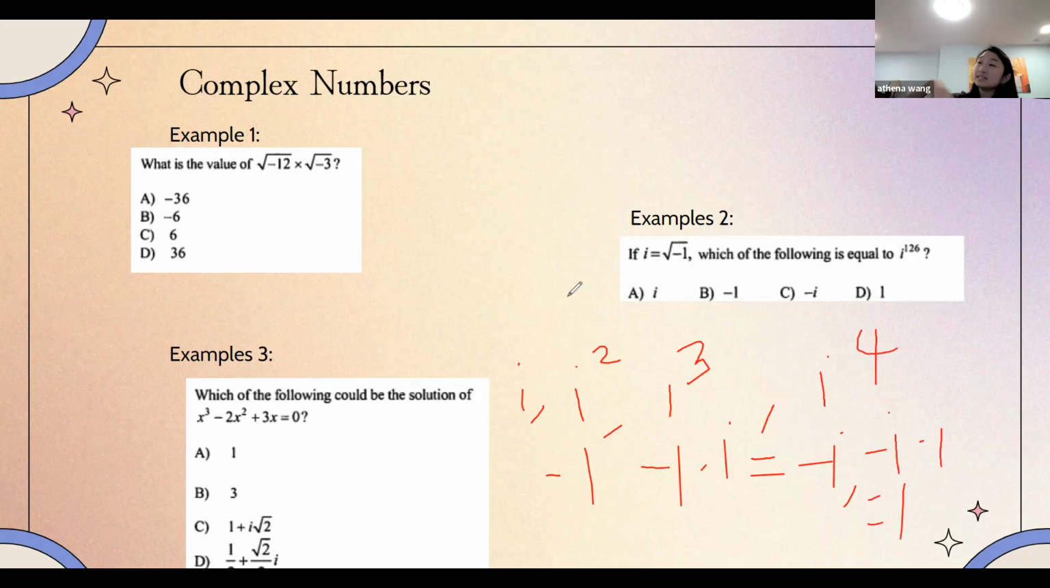If we do it again, we're going to get i again, and then after that, we will get -1, and then -i, and then 1. So this repeats in a pattern of 4. We can use that i to the 4th is equal to 1 and try to find the closest power of i to the 4th to i to the 126. Well, we know that 124 divides 4.